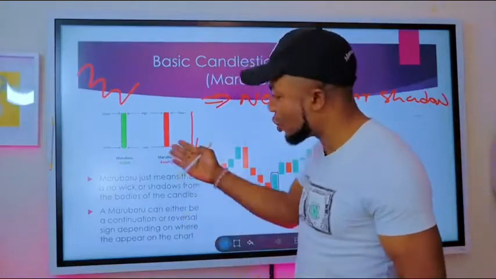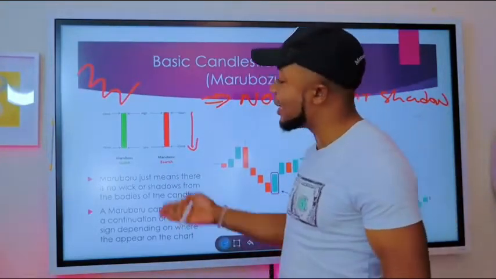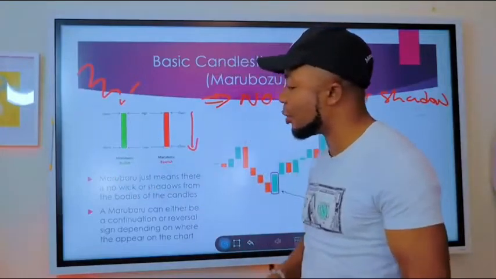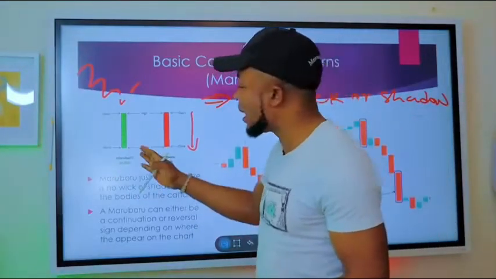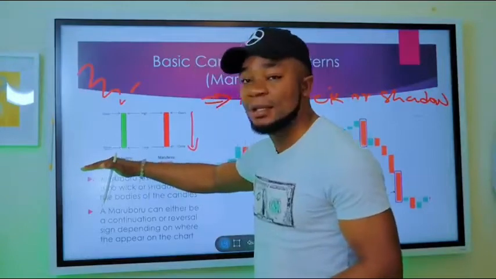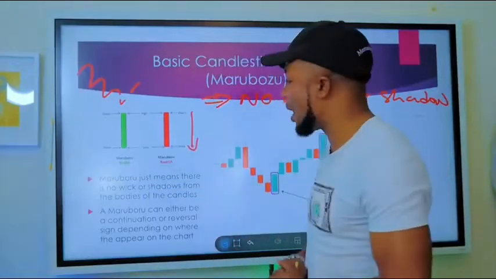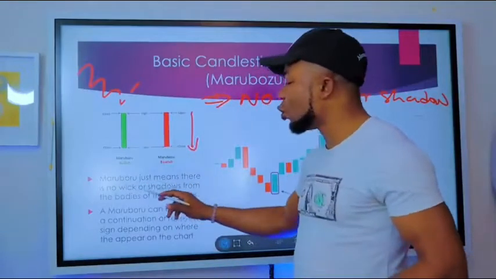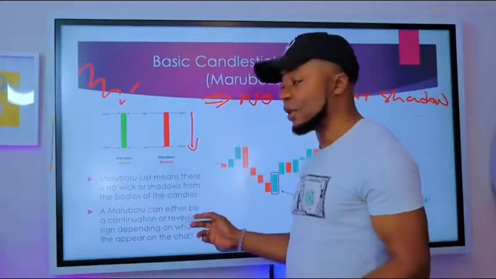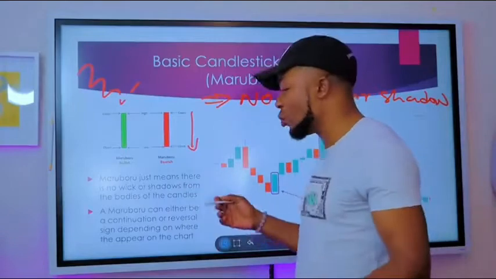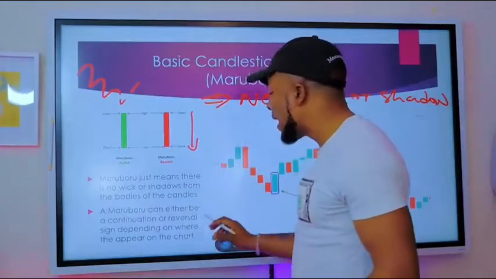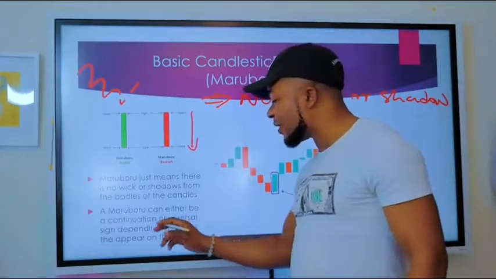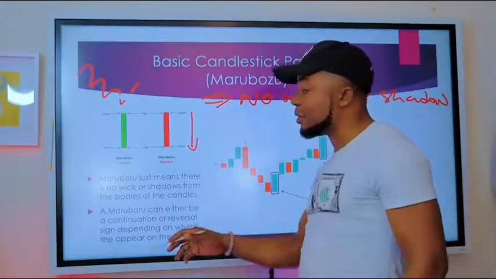All right. Our structure, we can be using support and resistance. Then the first sign you can have here is this candlestick pattern, which here we're talking about the Marubozu. Then the signal will be the confirmation of the sign, the next candle that will come after this. The Marubozu just means there is no wick or shadow from the body of the candle. It has just the body, no wick or shadow.